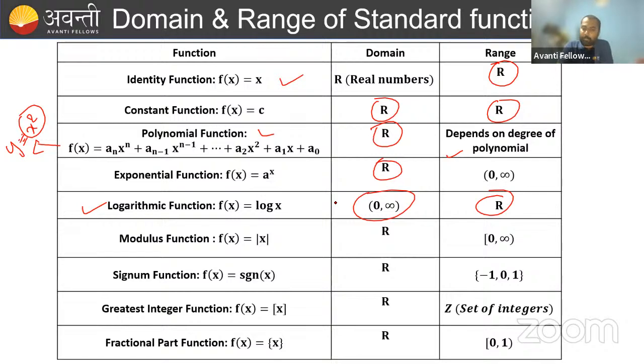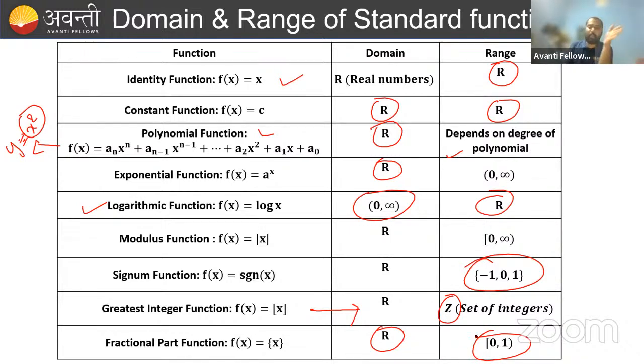Signum function: the domain is R and the range is the set containing the elements -1, 0, 1. Sorry, the modulus function range is 0 to infinity. Greatest integer function, and fractional part function: we already discussed these two functions in the last class. The domain of the greatest integer function is R, and the range is the set of all integers. For the fractional part function, the domain is R, and the range is 0 to 1, where 0 is included and 1 is excluded.